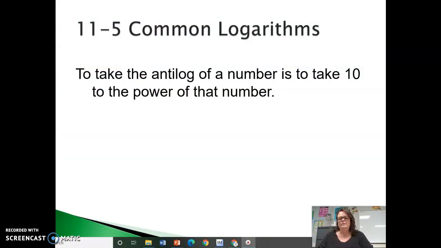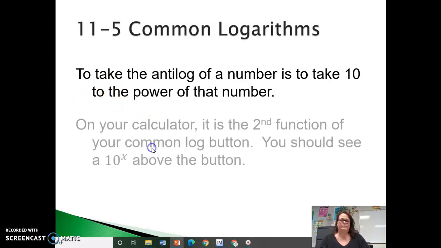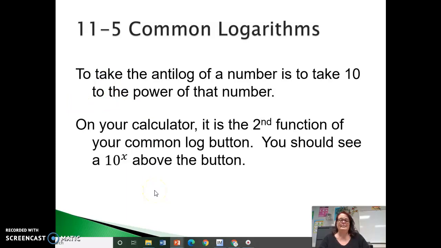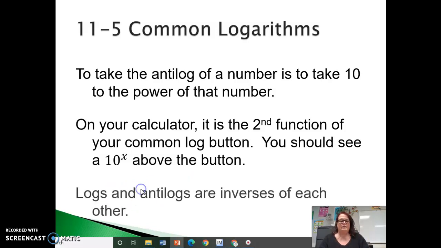When we were talking about sine and cosine, if we wanted to make them go away, we would take the inverse sine or the inverse cosine. And so the inverse of a log is called an antilog. To take the antilog of a number is to take 10 to the power of that number. On your calculator, it's the second function of your common log button. If you look right above the button that says LOG, you're going to see 10 to the x power. Logs and antilogs, like I just said, are inverses of each other.